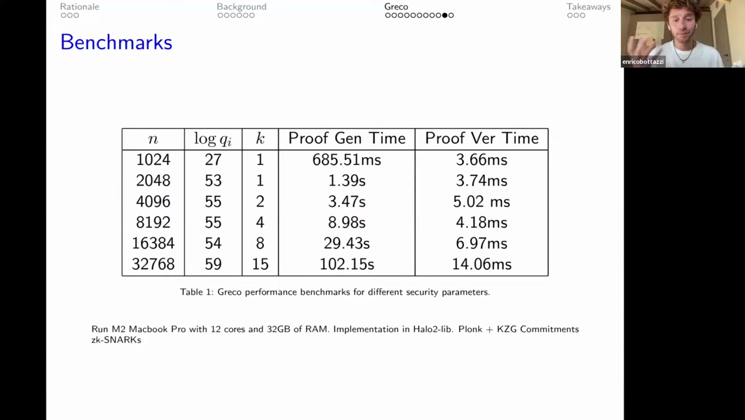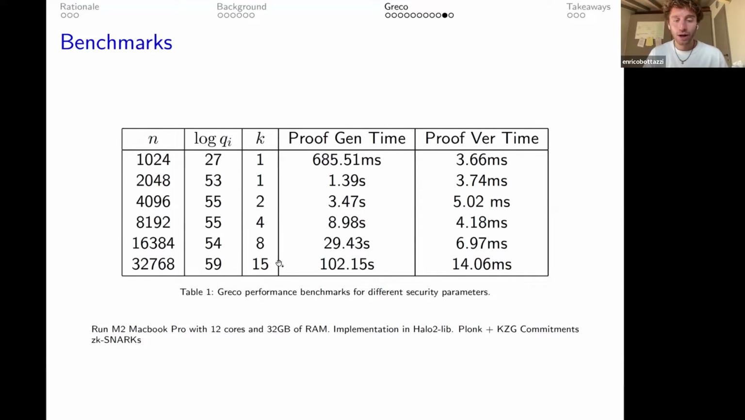M2 chip, and the implementation has been done using Halo2lib, which is a library developed by Axiom, and it works on a Plonk zk-SNARK that uses KZG commitments. And an extra component that I really didn't mention up to now is the SNARK, so the succinctness of this proof. So you can see that the proof verification is really fast, and it also translates to a very small size of this proof that can be verified on chain potentially.